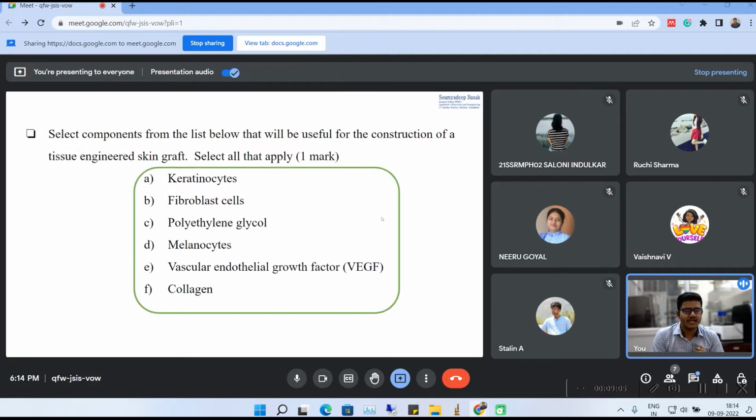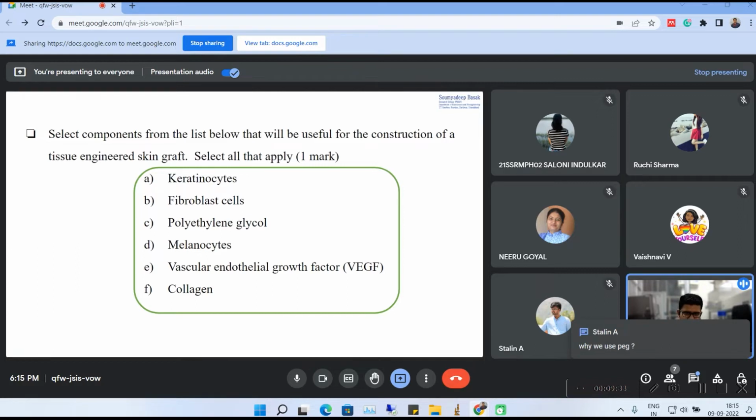We need a material from which we will be making this skin graft. Right? That's why we're using polyethylene glycol. And then other factors: keratinocytes, fibroblasts, melanocytes, vascular factors. All of these factors would be equally important for a successful construction of a tissue engineering skin graft. Right? In practical application, all these components would be needed.